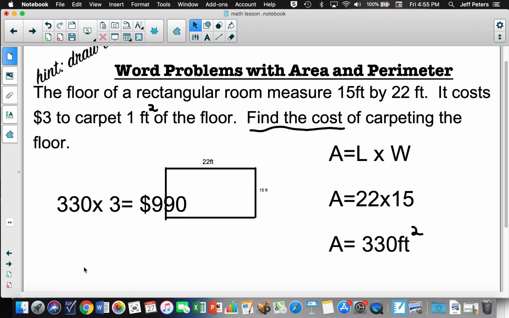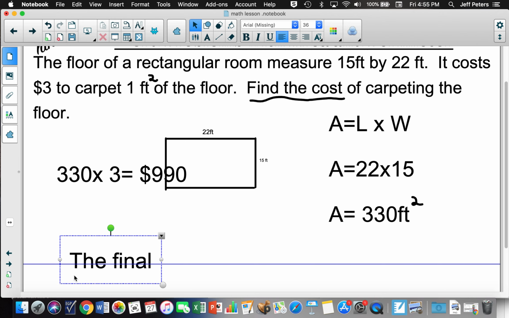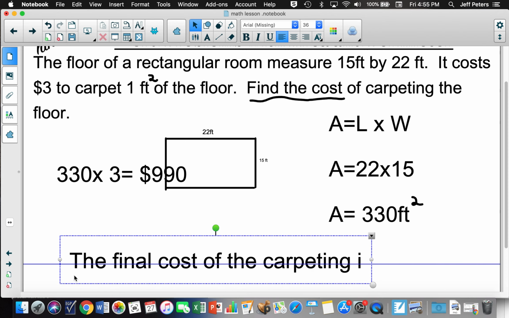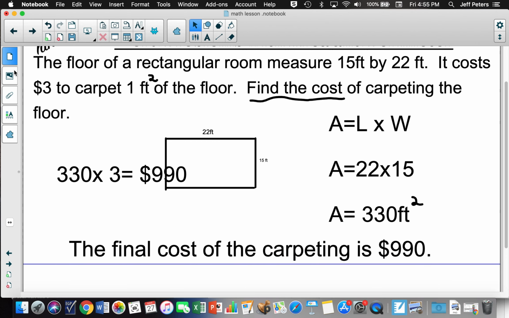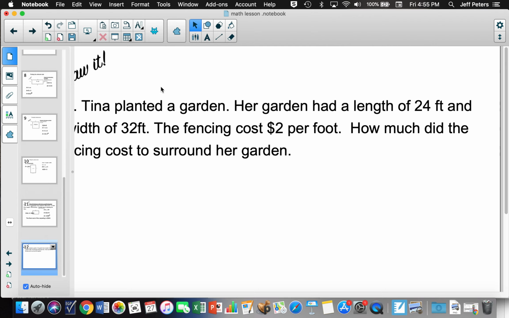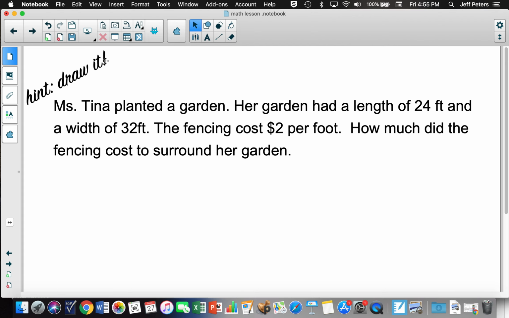Because we're good math students, let's put this in the form of a statement. The final cost of the carpeting is $990. Excellent. Stick around. We're going to do one more word problem, boys and girls. So again, the hint up here, draw it.